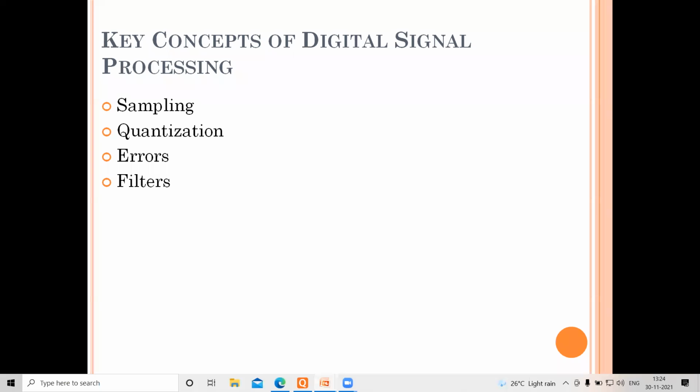The sampling theorem specifies a relationship between Fs and Fm. Can you tell me what is that? Fs should be greater than or equal to twice Fm. Very good. Can you put them in words now? Sampling frequency should be greater than or equal to twice the maximum frequency.